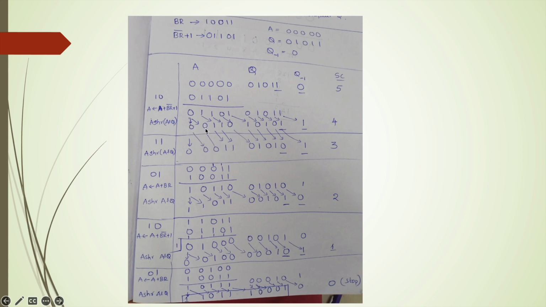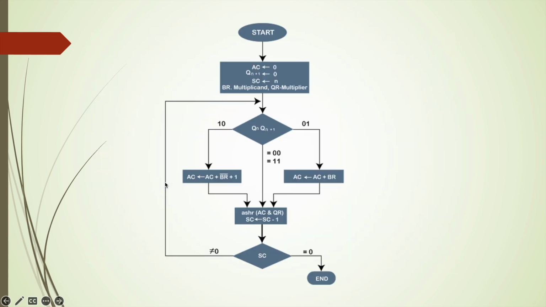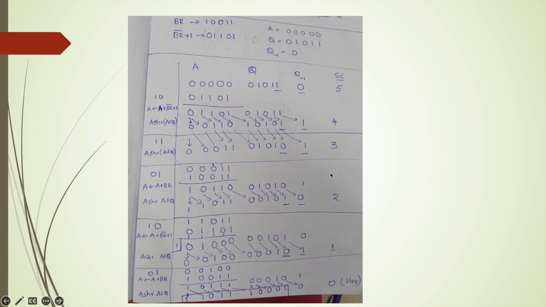0 to next, 0 to next. So this same value is copied for 2 bits. 0 1 1 0 0 0. I shifted every bit of A and Q towards the right, and after shifting I have to decrement the SC. SC is now 3. So now check the condition. Qn is 0, Qn plus 1 is 1. For 0 and 1, what do I have to do? I have to add the multiplicand to the partial product.